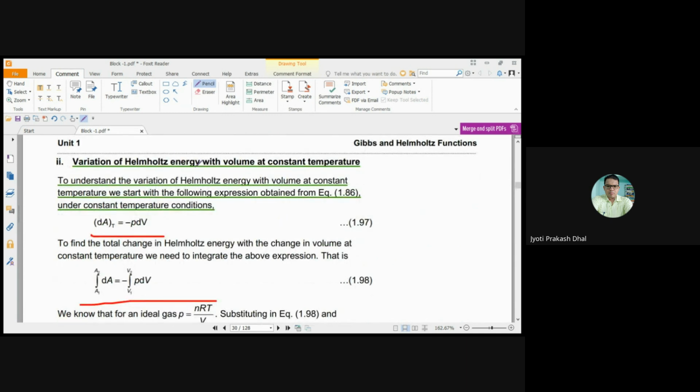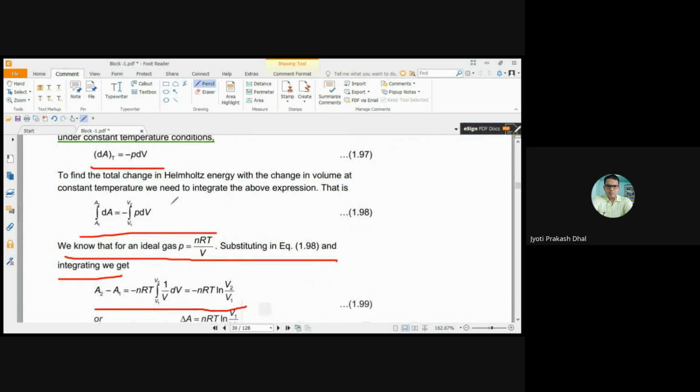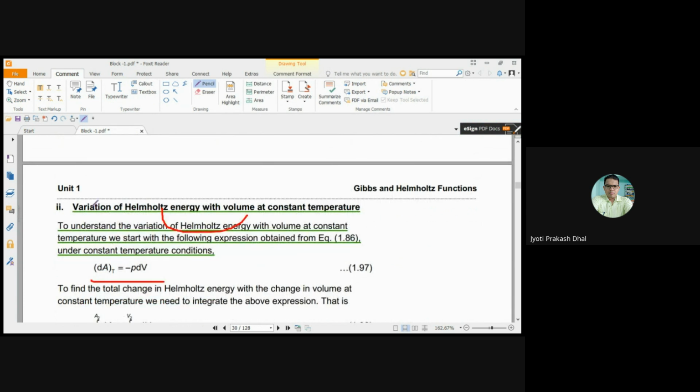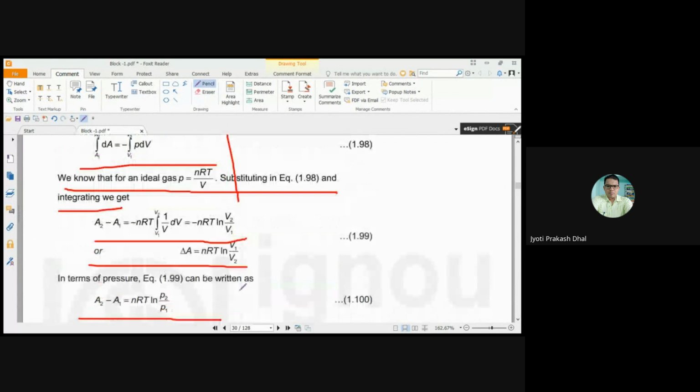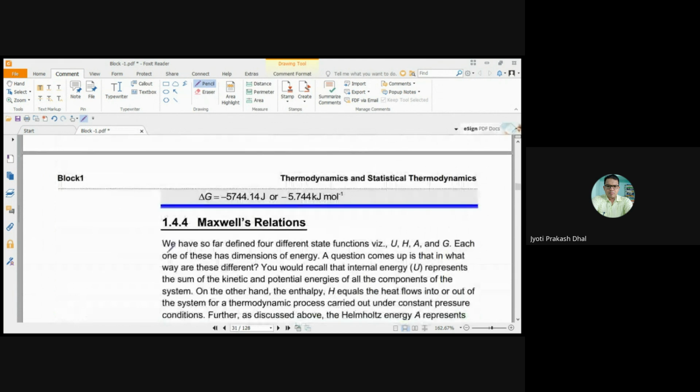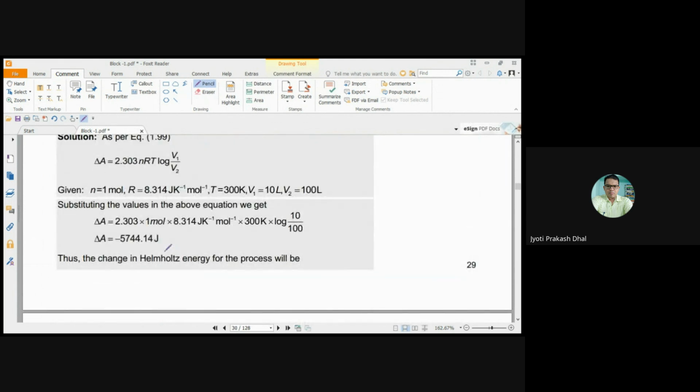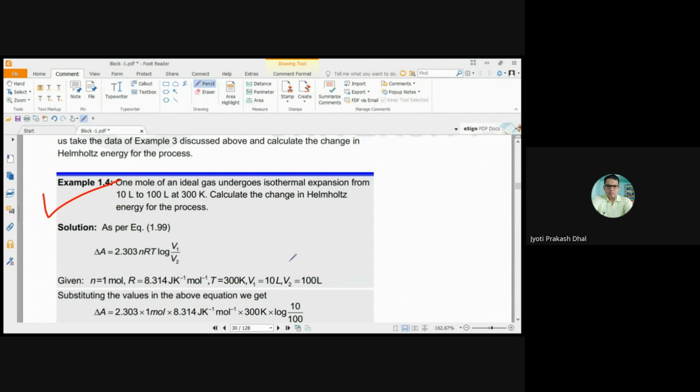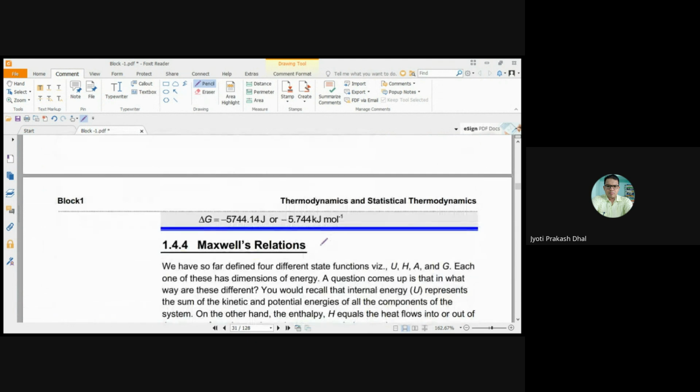Now coming to variation of Helmholtz energy with volume at constant temperature, a similar type of derivation. We have discussed variation of Gibbs energy with pressure at constant temperature. Here, variation of Helmholtz energy with volume at constant temperature. Exactly similar type of derivation was there, and for gaseous condition, all the derivations are the same. And after that, some examples are there based upon both forms of the Gibbs-Helmholtz equation.